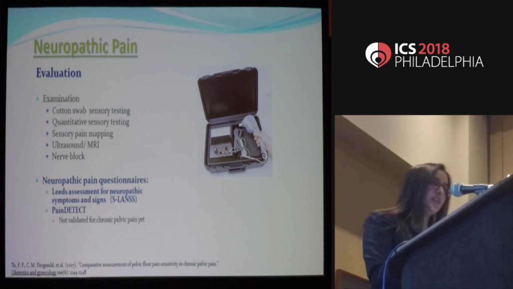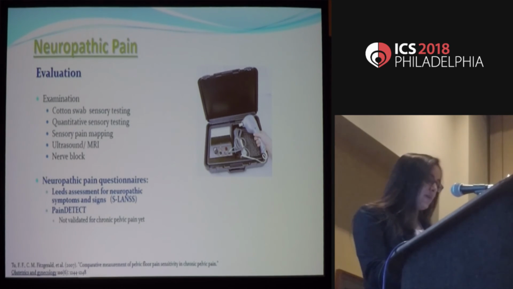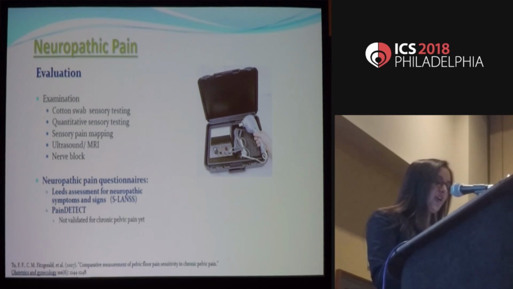Evaluation of the neurologic domain should aim to identify the specific triggers using cotton swab testing and pain mapping. Imaging such as an MRI may identify potential causes such as a Tarlov cyst on the sacral nerve roots. While certain questionnaires are available, they are not yet validated for chronic pelvic pain.